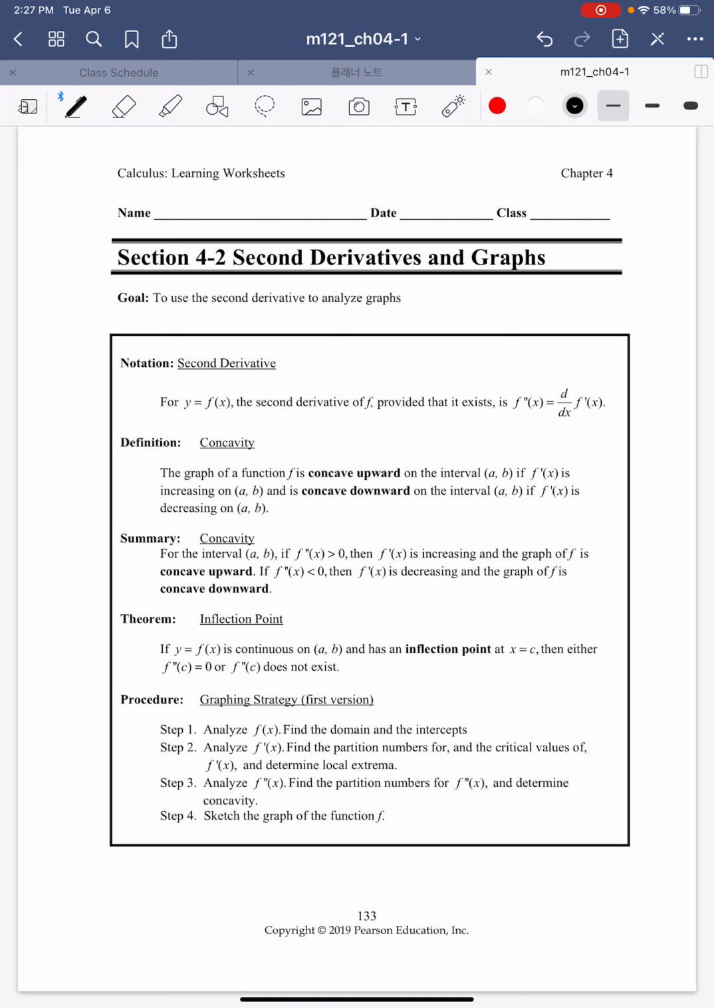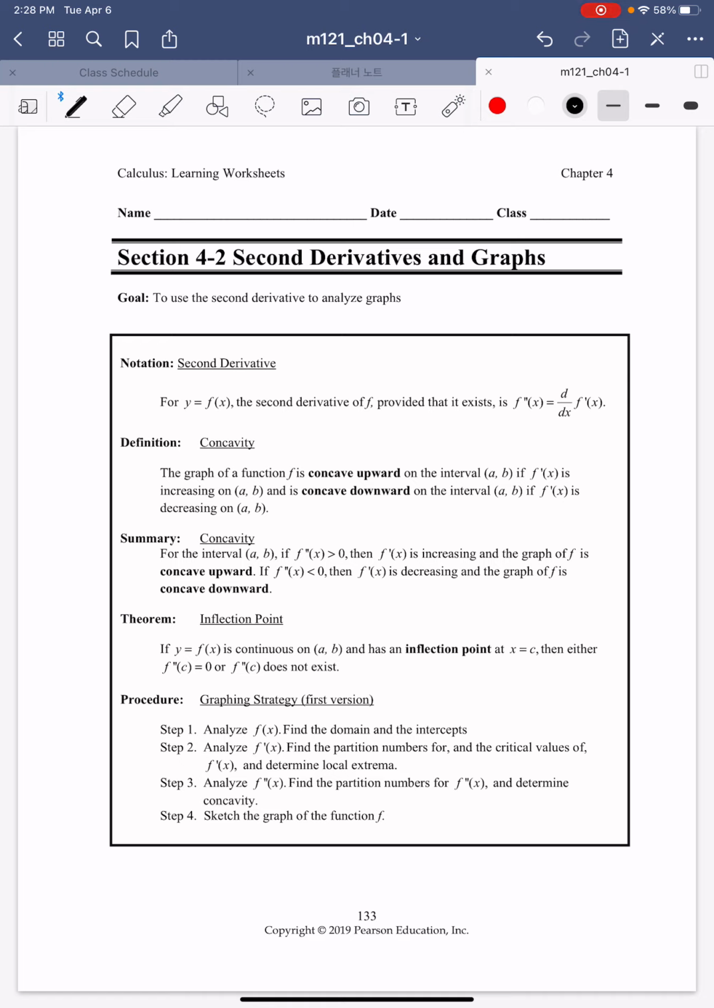So quickly recalling, in section 4.1 we learned that the first derivative gives you information about the original graph in terms of decreasing function, increasing function. Also, we learned about the critical value, and those critical values can be local min, local max, or neither. Now, the second derivative also tells you a couple more pieces of information about function f of x.